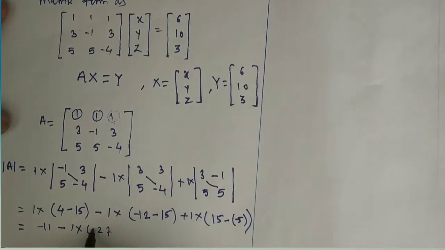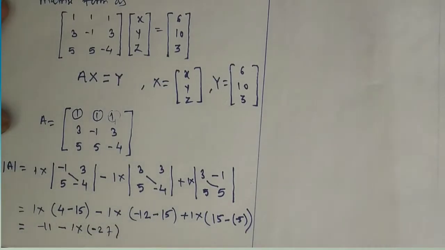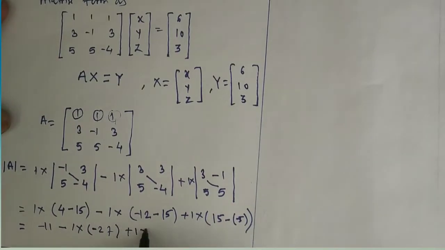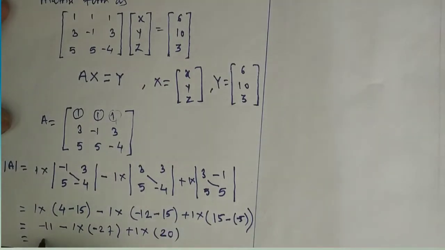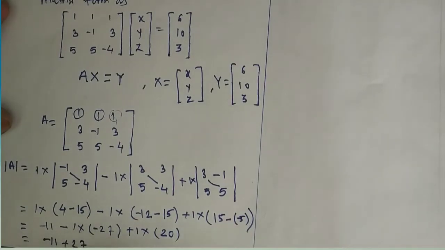But both the numbers have minus sign, so write minus. Plus 1 into 15 minus minus, 15 minus minus means plus, so 15 plus 5 is what? 20. So what is the remaining? This is minus 11, this is minus minus plus 27, and this is plus 20.